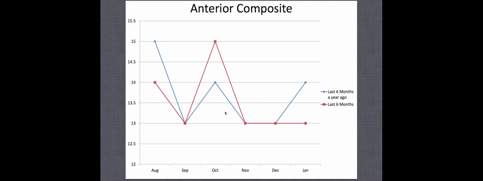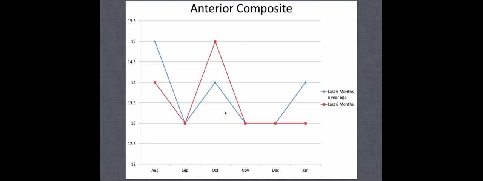But let me just explain what this data shows. So the blue line is a year ago, last 6 months, and the red line is the last 6 months. So for example, if you put your attention to the bottom right hand side of this graph, you will see January. That January for the red line was the last month. So it was 2014 January.